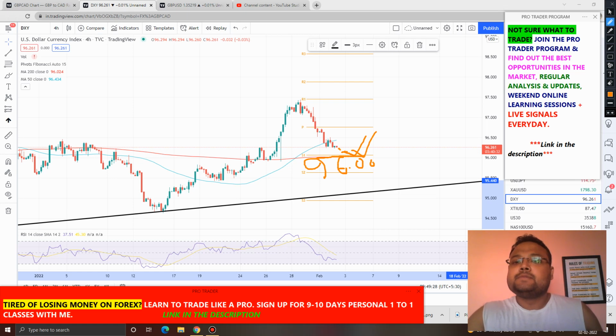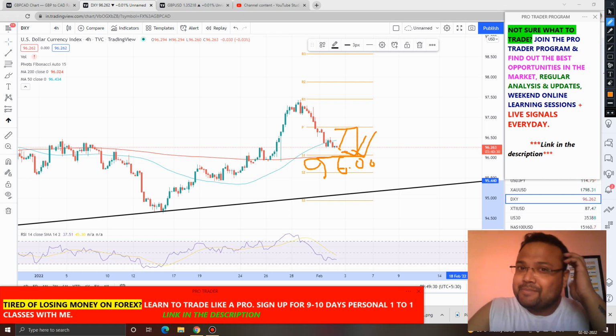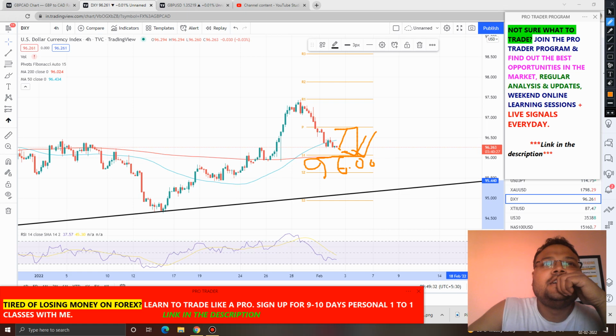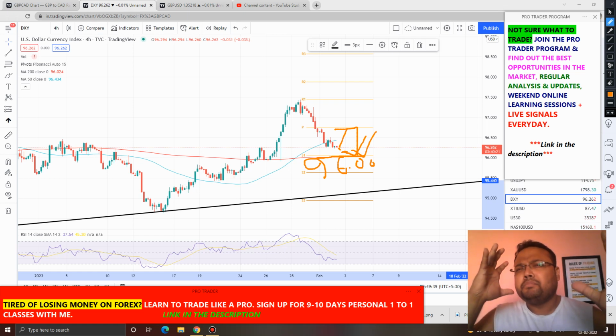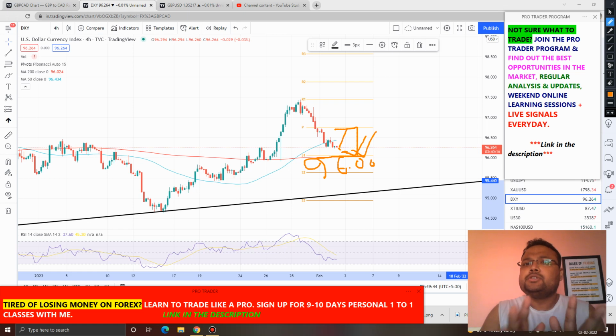Okay, and in case the market bounces from here, then that's a different chapter. We will have to look for some other opportunity. As I said, we are not sure about the picture of the dollar right now for day trading purposes. In the short term we have a picture right now, but for day trading purposes, we are not sure.